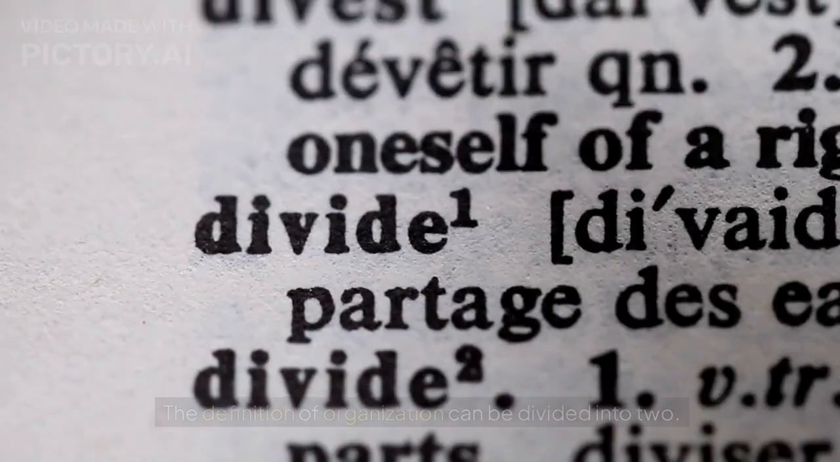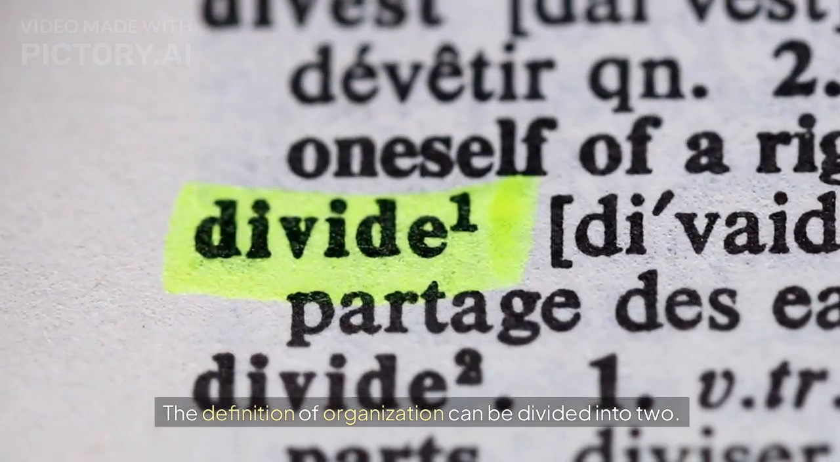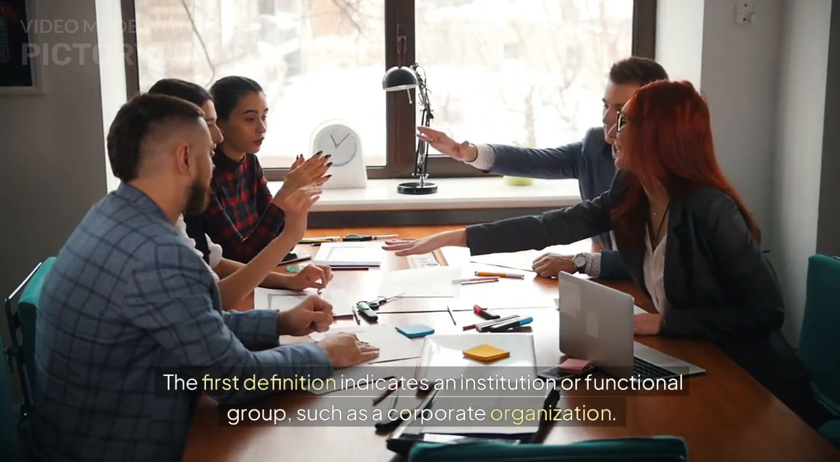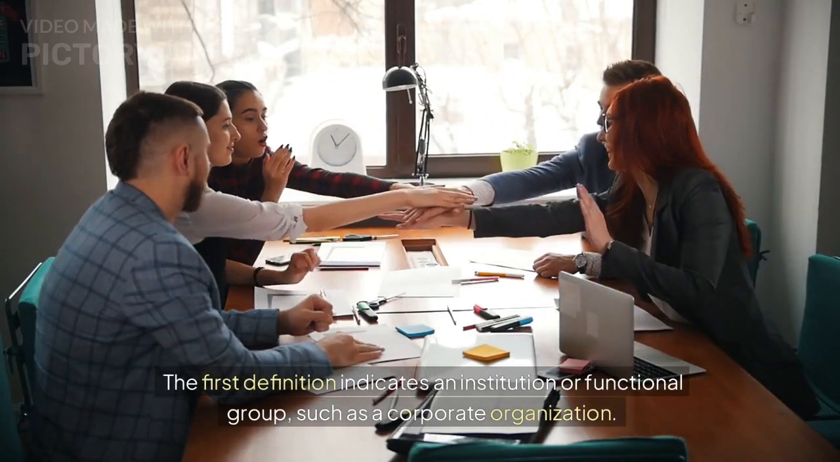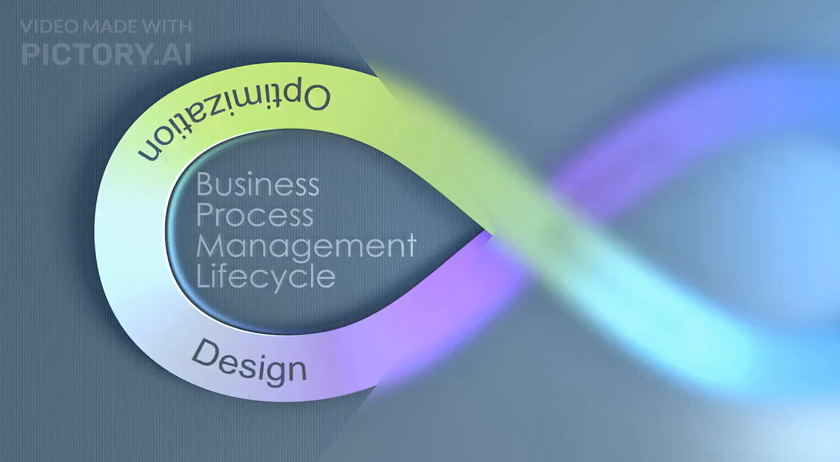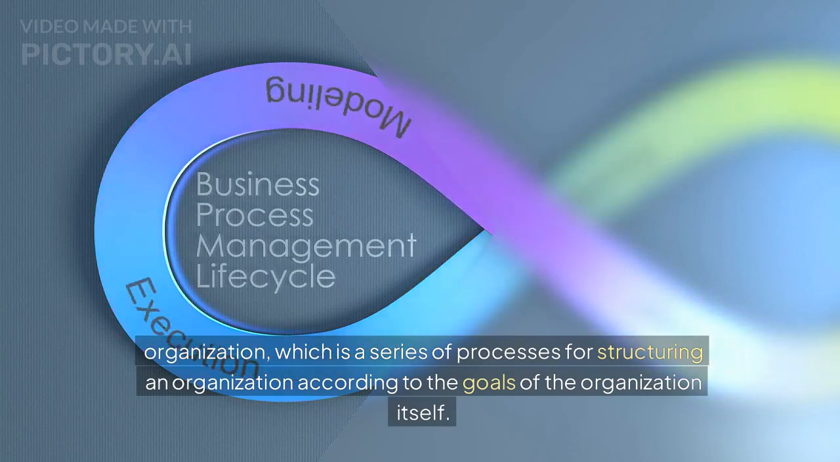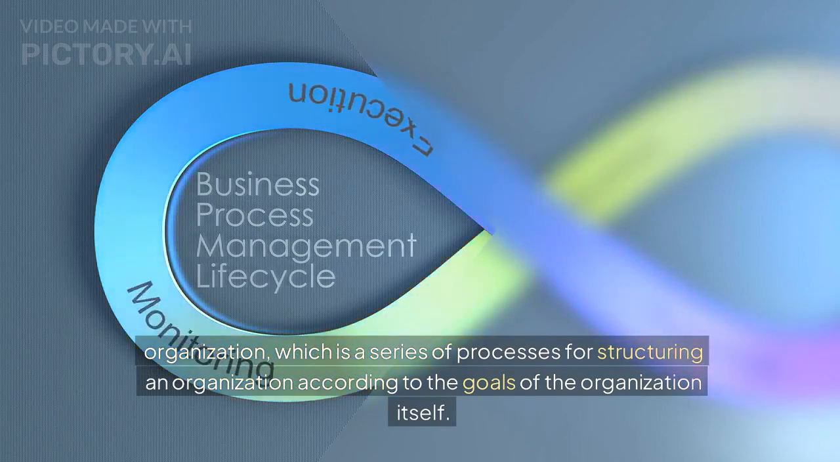Definition of organization. The definition of organization can be divided into two. The first definition indicates an institution or functional group, such as a corporate organization. The second definition is related to organizing, which is a series of processes for structuring an organization according to the goals of the organization itself.